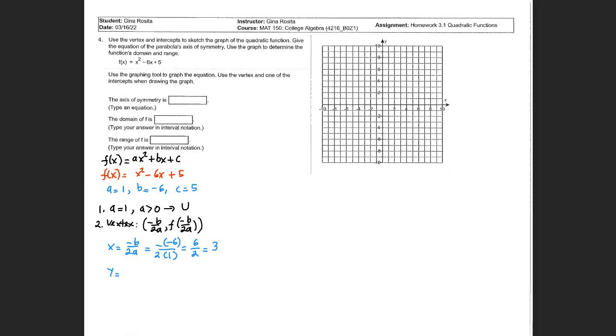Now for y. f of negative b over 2a, so it's f of 3. Now just plug it in. 3 squared minus 6 times 3 plus 5. So the answer is 9 minus 18 plus 5, which becomes negative 4. So we find the vertex now.